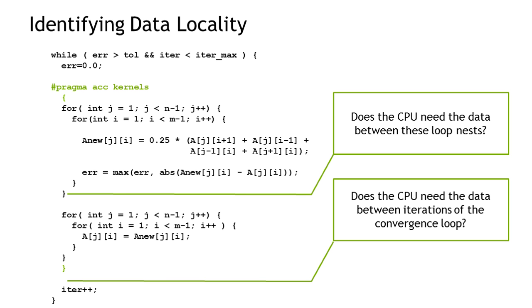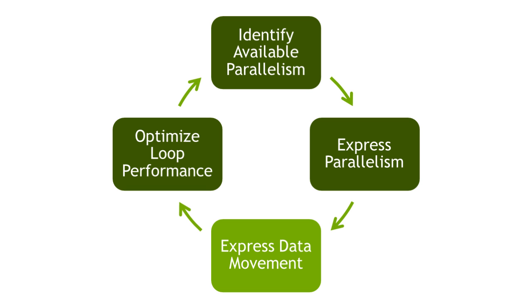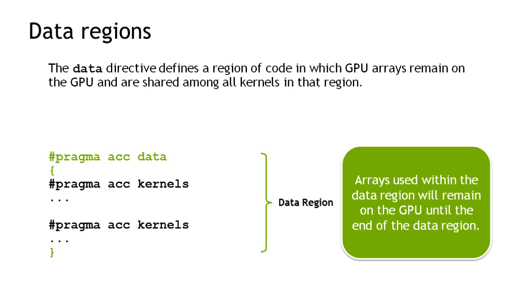But the compiler can't see the big picture, so it has to be more cautious. So it's doing a lot more data movement than we would hope. So the next step is to express our knowledge about data movement to the compiler. And we're going to use the OpenACC data region to do this.